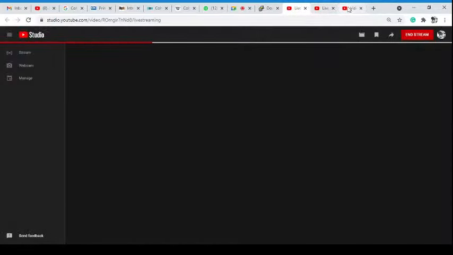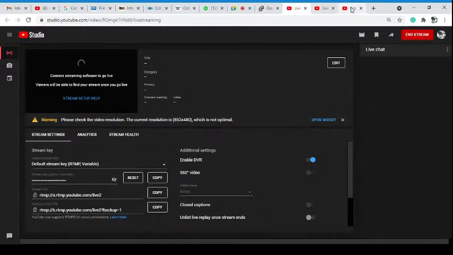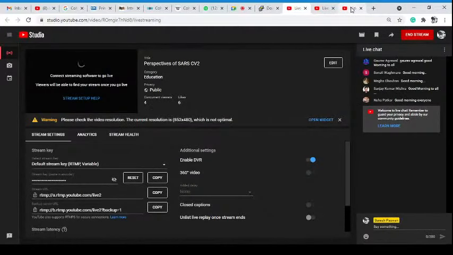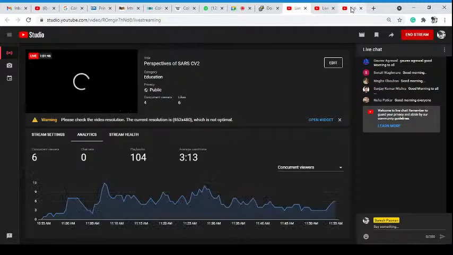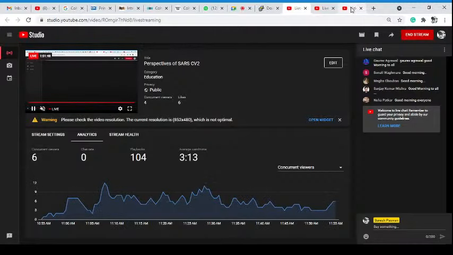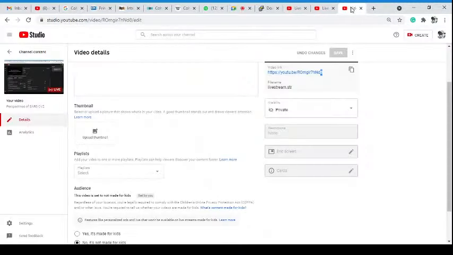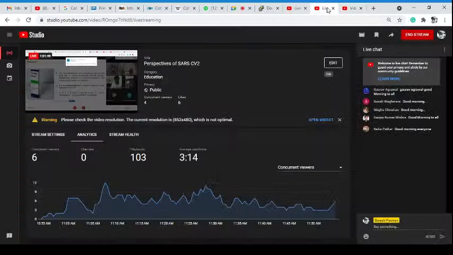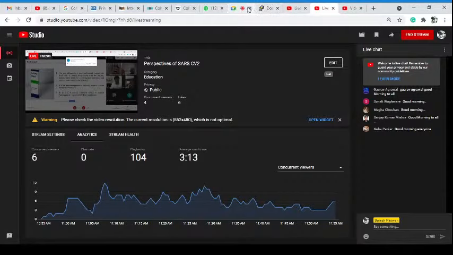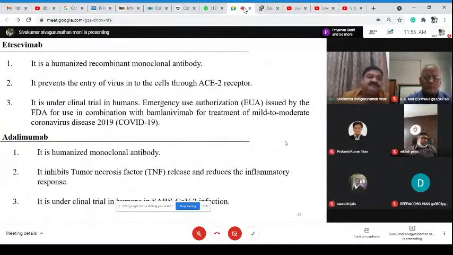Next is bamlanivimab. You can say this is a potentially neutralizing IgG1 antibody that prevents viral entry by binding with the spike protein. It's a neutralizing antibody. It is also under human trials against COVID virus infection, and it is also approved by emergency use authorization against the SARS-CoV-2 virus infection.